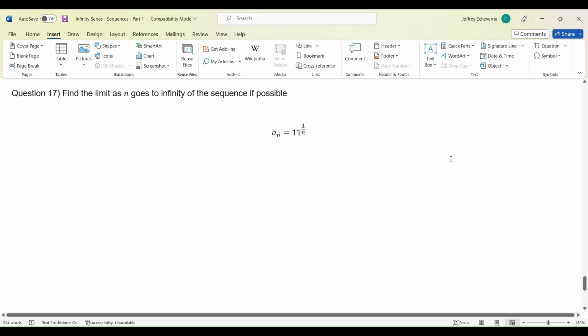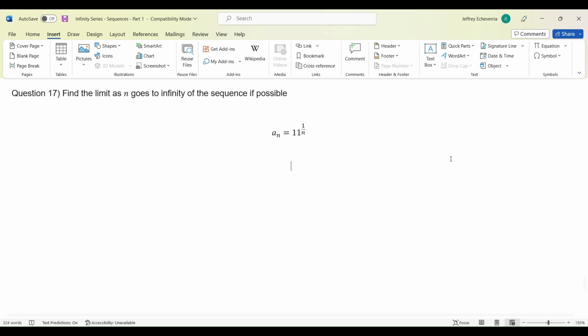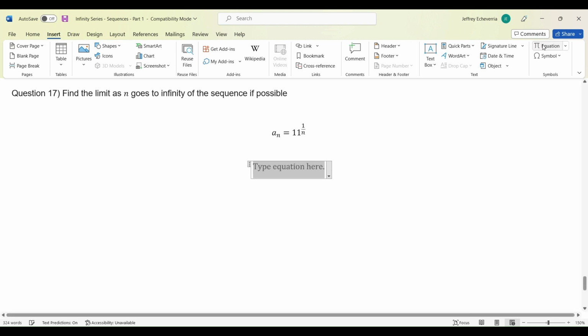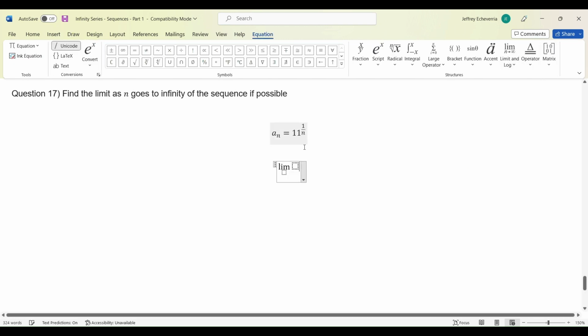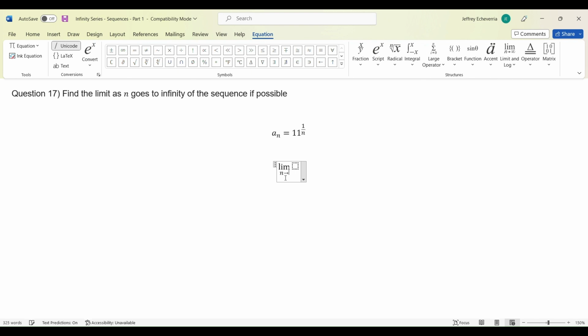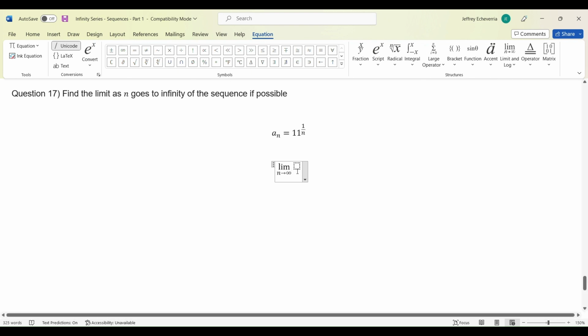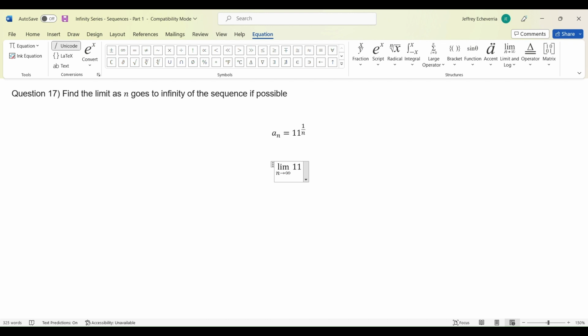For question number 17, find the limit as n goes to infinity of the sequence if possible. So let's do that. So we'll put an equation here. Take the limit as n goes to infinity of 11 to the 1 over n, which gives us 11 to the 0 power, which finally gives us 1.